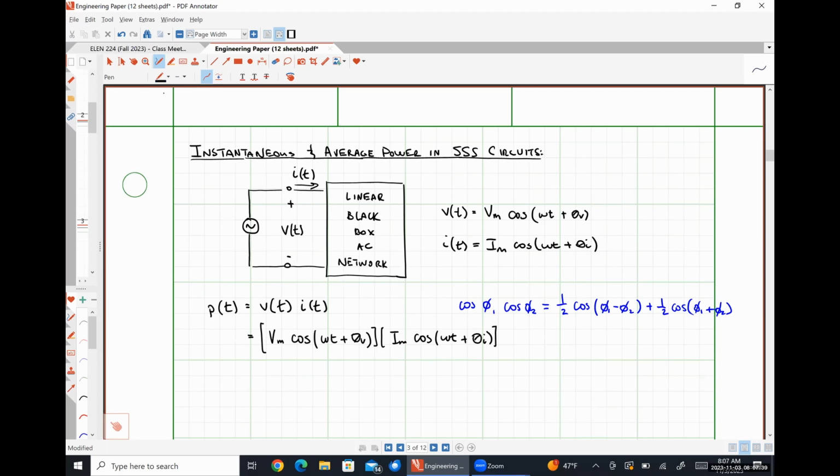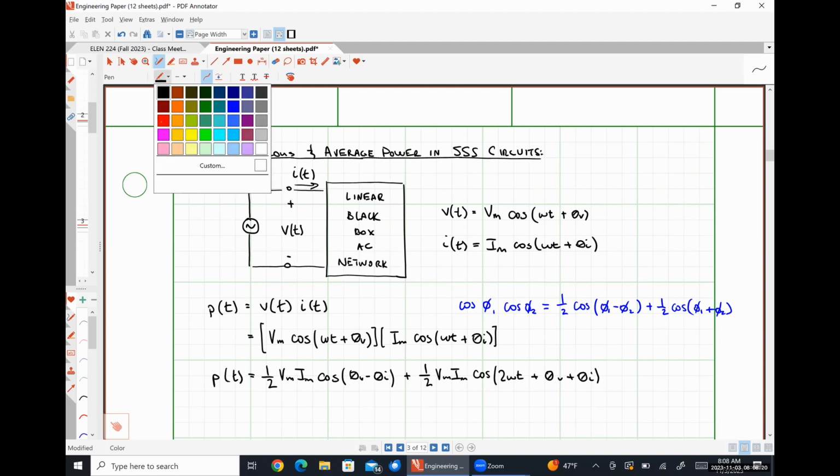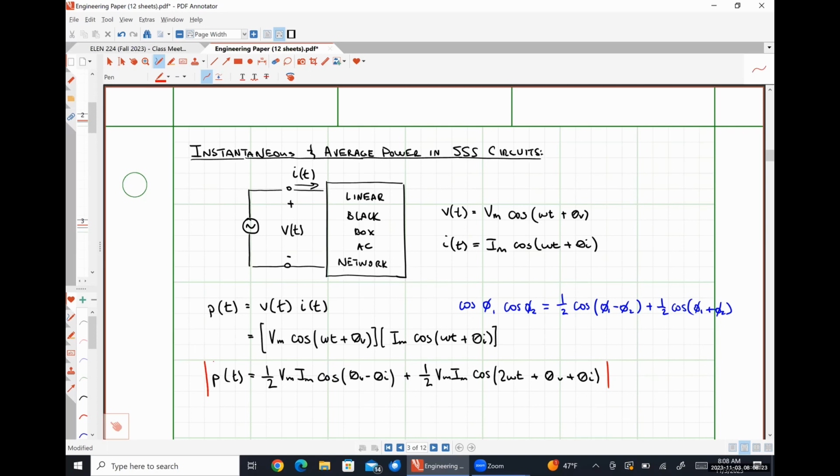So applying this trig identity, I'm going to get 1/2 Vm Im cosine of theta v minus theta i plus 1/2 Vm Im cosine of twice omega t plus theta v plus theta i. So this is my generic expression for the instantaneous power absorbed by really anything, right? So I'm going to put a box around this.